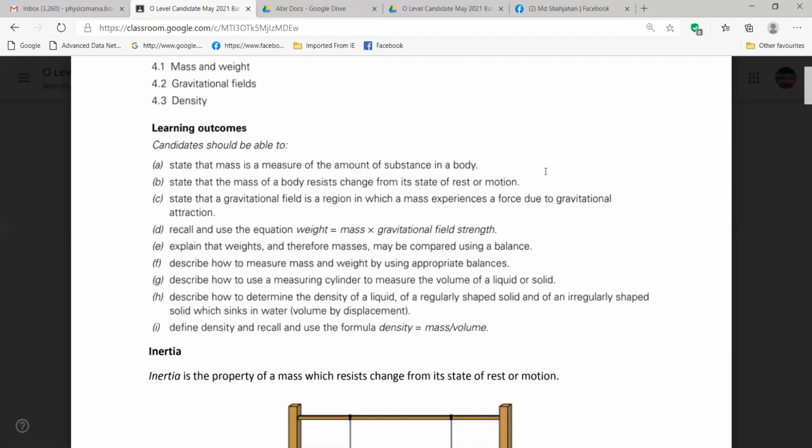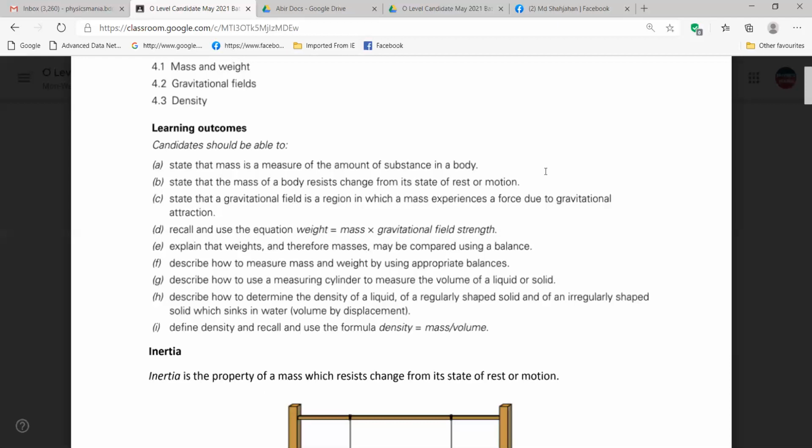A small amount of iron volume, you will feel that it is very heavy, right? It has lots of mass. But if you are taking a bigger volume of cotton, even that one will be lighter than that iron, isn't it? So it's because of the amount of substance present in that iron or in the cotton. The one which is containing more amount of substance is heavier. That one has more mass.